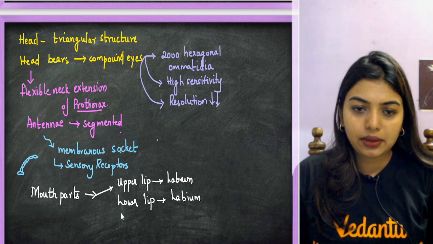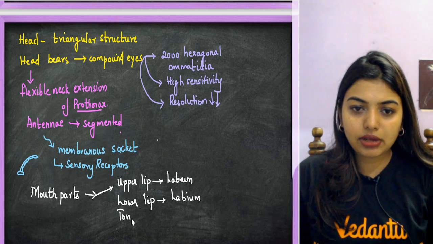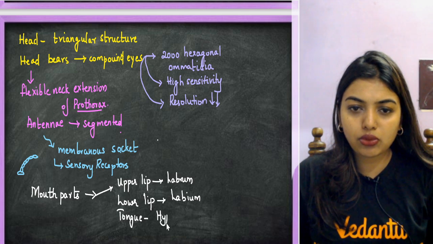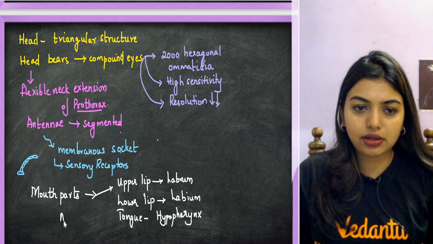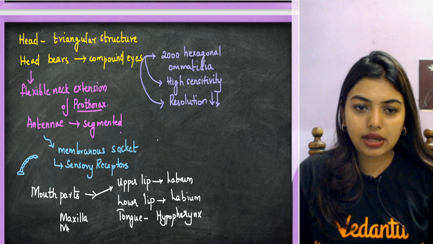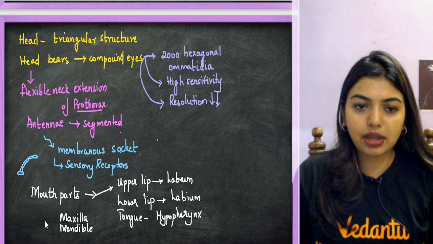Okay, tongue, something that will act like a tongue, called the hypopharynx. Then maxilla and mandible. Maxilla and mandible. Okay, a maxilla and mandible pair is there.